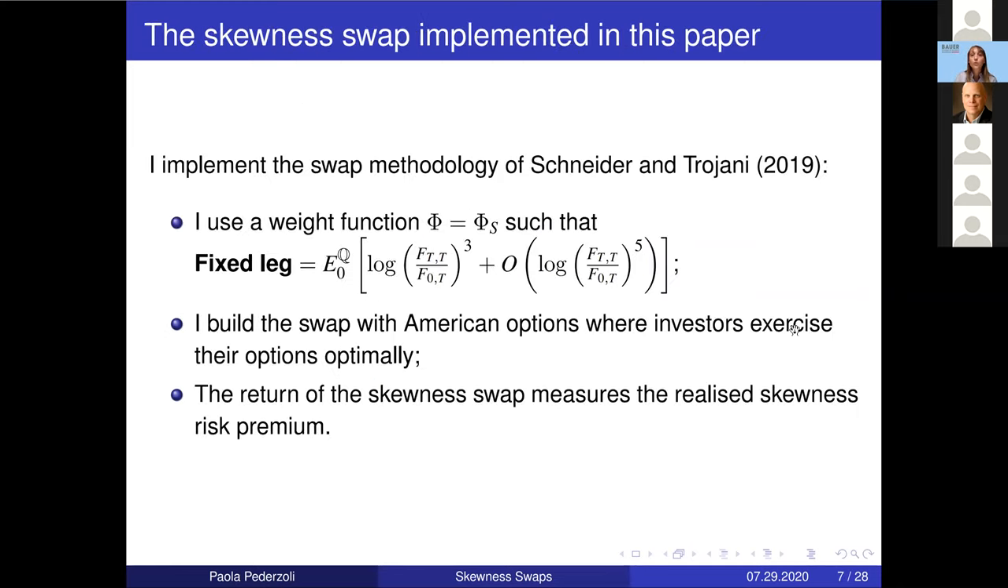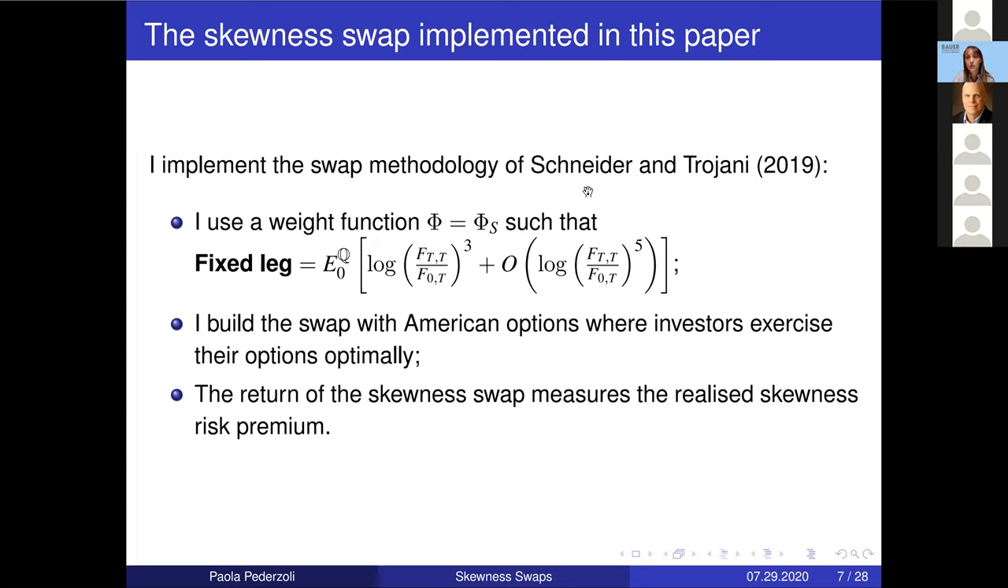So what is the skewness swap that I implement in this paper? I implement the swap methodology of Schneider and Trojani with a special weight function. So I choose phi equal to phi s. The formula is in the paper, but it's very long, and I prove that the fixed leg is equal to the risk-neutral expectation of my third moment, so the skewness I want to trade. And the error is a function of the moment to the power of five. So this result is very important because here I don't have the fourth moment and I don't have the second moment.